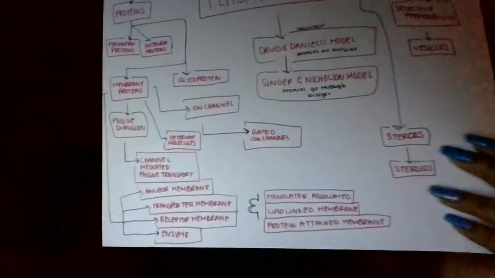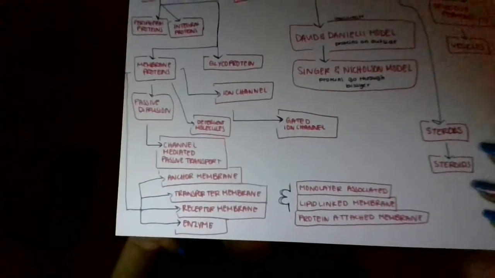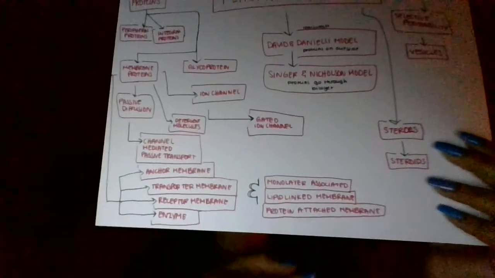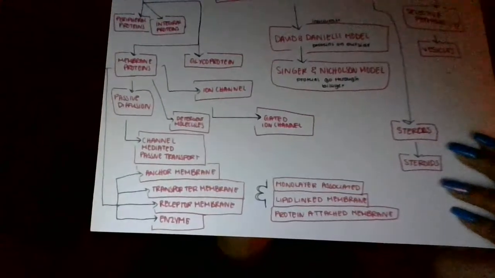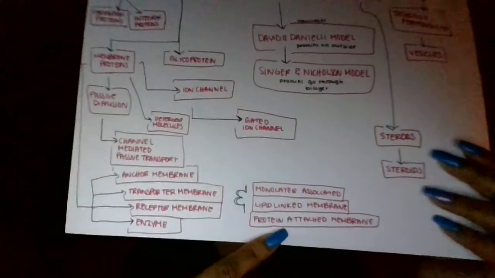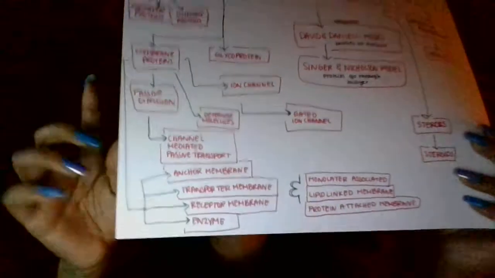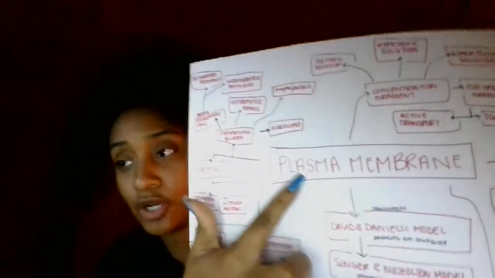Basically, the monolayer associated proteins are only associated with one layer of the phospholipid bilayer. The lipid linked membrane associated proteins right here are associated with a specific phospholipid in the bilayer. And the last one, the protein attached membrane associated protein, is associated with a specific protein on the cell membrane too. So these are all related as it ties back to the membrane proteins and the plasma membrane in general.